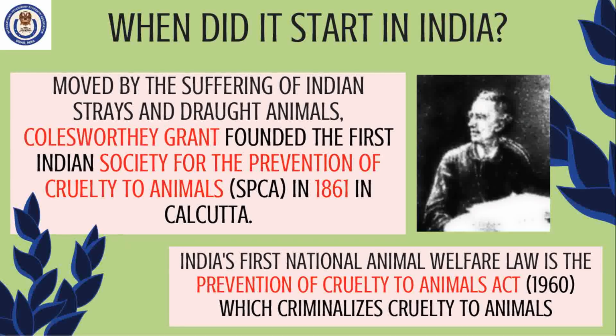After this, India's first national animal welfare law, the Prevention of Cruelty to Animals Act 1960, criminalizes cruelty to animals, though exceptions are made for the treatment of animals used for food and scientific experiments. This 1960 law also created the Animal Welfare Board of India to ensure the anti-cruelty provisions were enforced and to promote the cause of animal welfare. So this was when the start of animal welfare was, and as you can see, the Animal Welfare Board was formed on the basis of the Prevention of Cruelty to Animals Act.